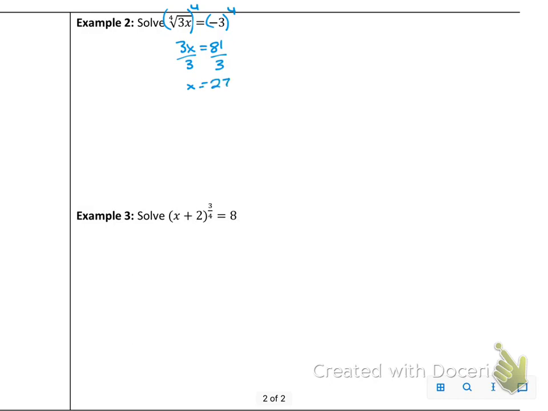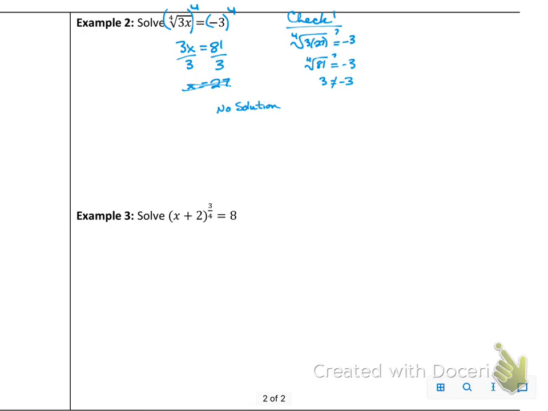So let's check this. We're talking about the fourth root of 3 times 27, and we're asking, will that equal negative 3? Well, 3 times 27 is 81, so we're talking about the fourth root of 81, which we saw in the last problem, is 3. But does 3 equal negative 3? No. That means that this is not a valid answer, and our final answer is just no solution, because we only got one answer, and it didn't work. Now, if for some reason you got 2 answers, and one of them worked, that would be the one answer that you would end up with.